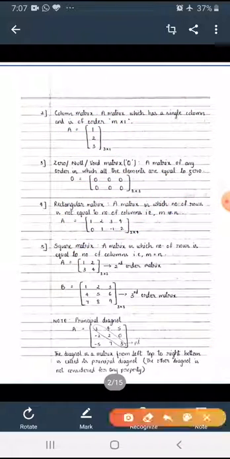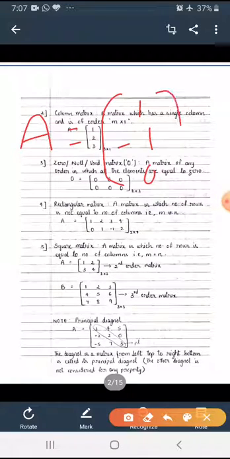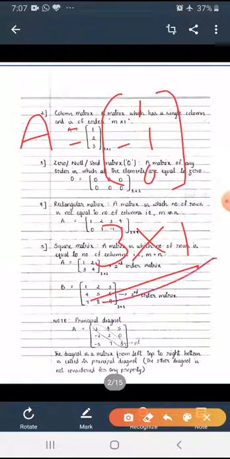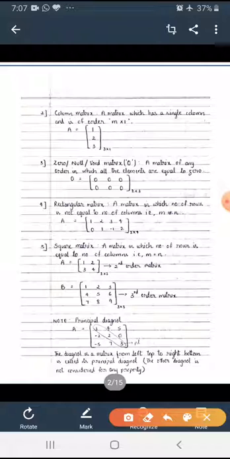And one more, I will construct one matrix. So here A equal to, like this, 1, minus 1, 0. So observe here, how many rows are there? Here 3 rows are there, so 3 by how many columns? Only 1, so 3 by 1. So this is a column matrix.